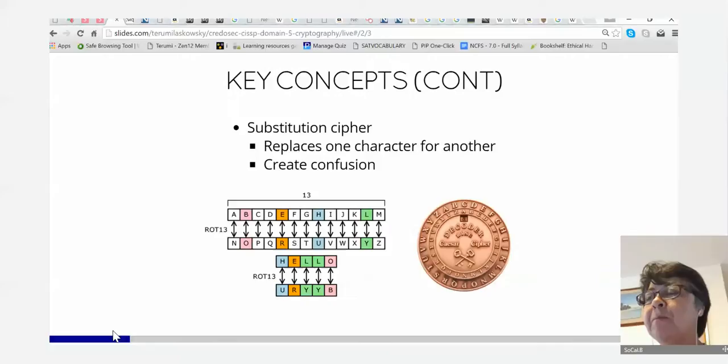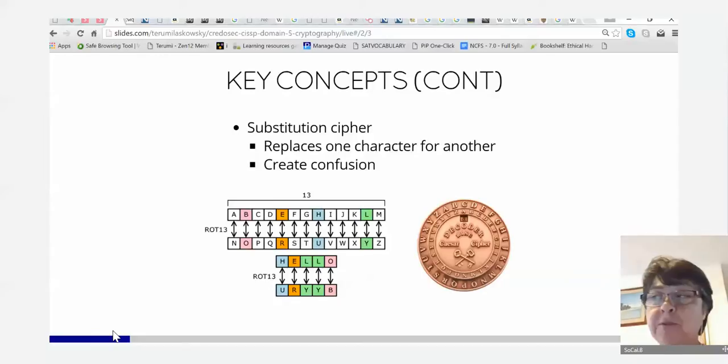Now key concepts here. Substitution cipher. It's just one of those things that may come up. Substitution cipher is very, very old. A version of it is called the Caesar cipher. That's why I have that little Caesar cipher thing in there. Okay. So the one that we know and love the most is the ROT13.